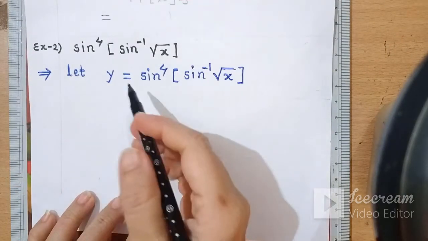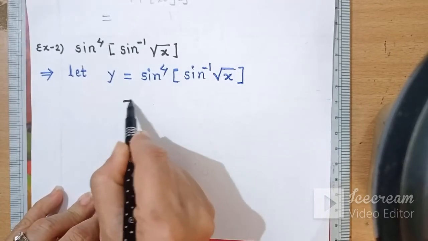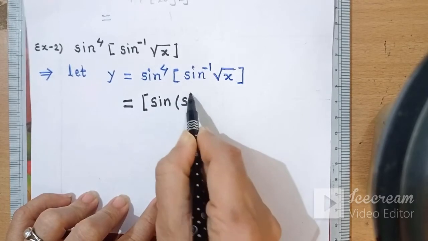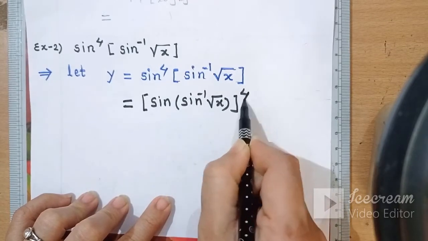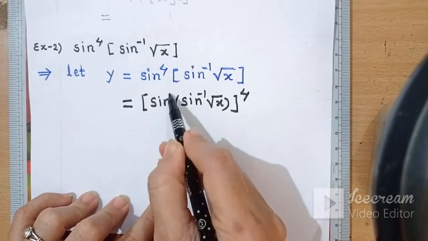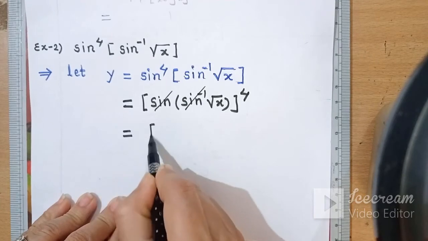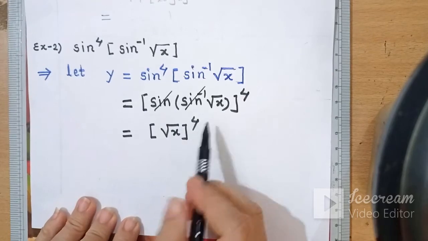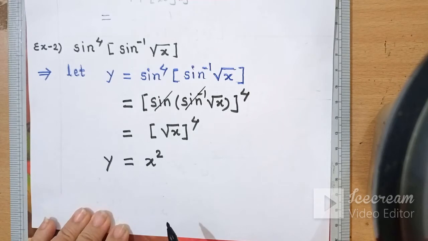Now let's solve the second example, and here this again can be written as sine inverse of root x raised to 4. This is the index we have written here. Now by the rule, this sine and sine inverse get cancelled, and so that is equal to root of x raised to 4. Now this raised to 4 means again x square, so this is the simplest form of the function.